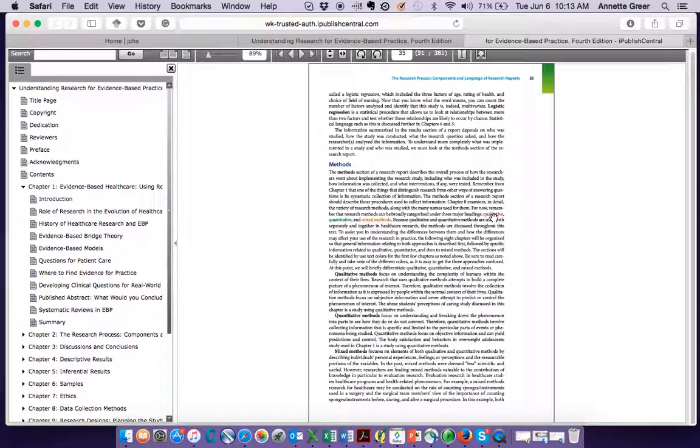what is the difference between qualitative, quantitative, mixed method. Here it is: qualitative method, quantitative method, mixed method. Know those terms. What is a logistic regression? A statistical procedure that allows us to look at relationships between more than two factors and test those relationships.